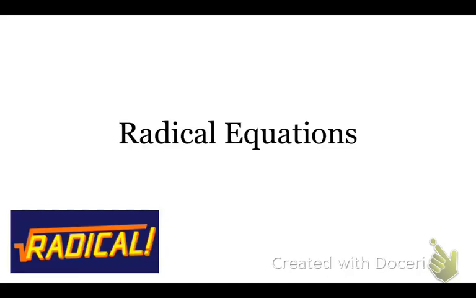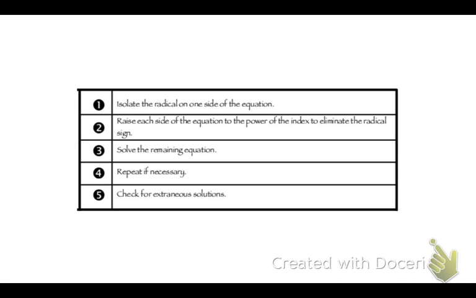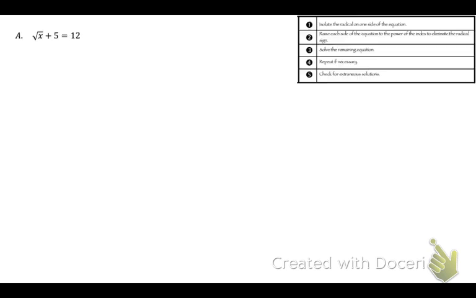Okay, radical equations. Those are the steps. I'm just going to go through this. I think it's easier to explain the steps as we're actually doing a problem. So the first step is to always isolate the radical on one side. It doesn't really matter which side.